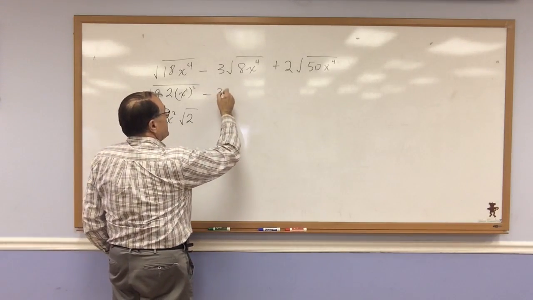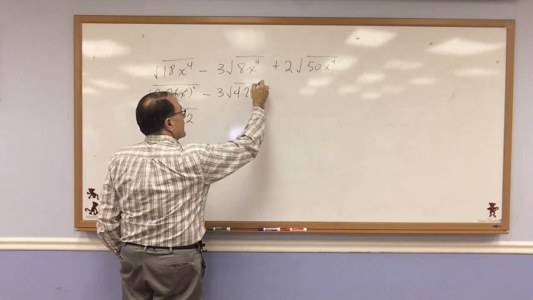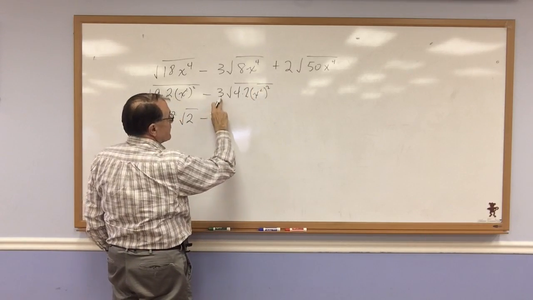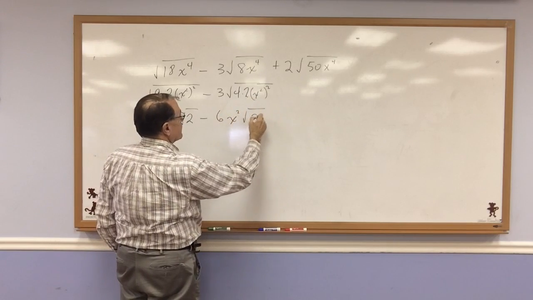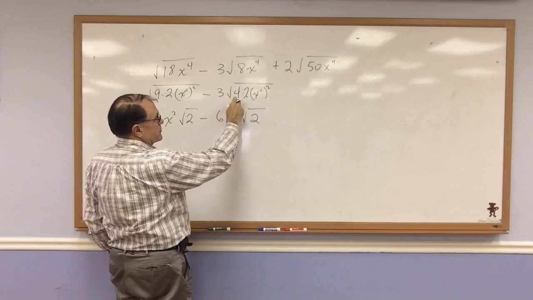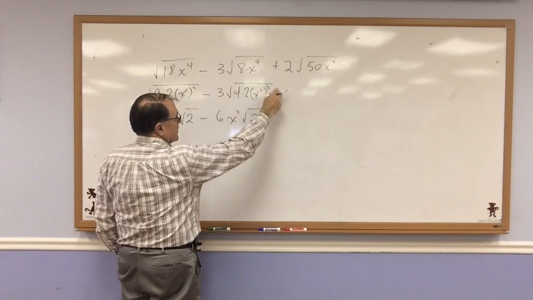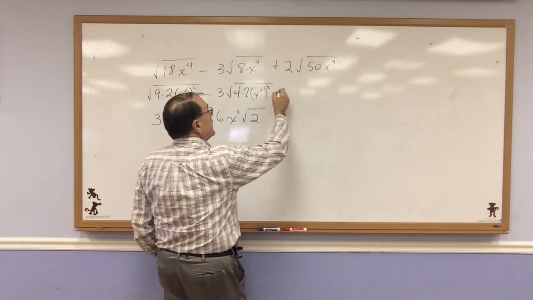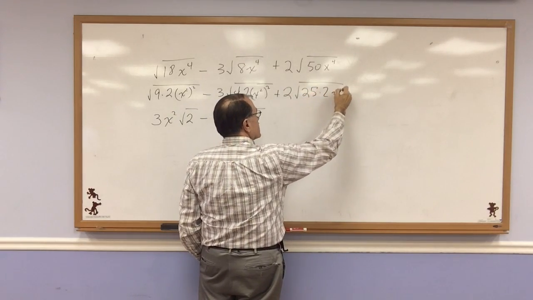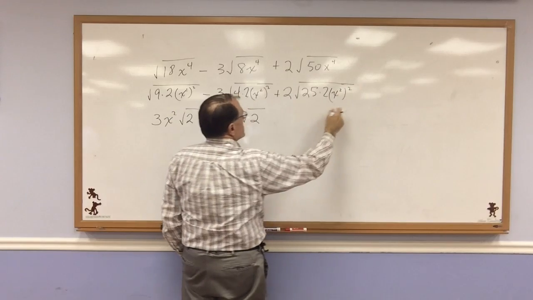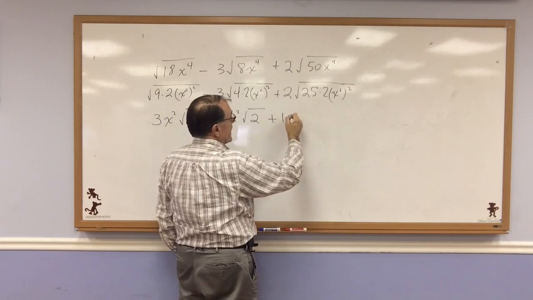Now over here, 8, you know, is 4 times 2. And again, I've got my x squared squared. So this is going to be negative 3 times 2, 6, x squared, the square root of 2. Root 4 is 2, 2 times 3 is 6. 2 stays under the radical. The square root of x squared squared is x squared. And over here, well, 50, you know, is 25 times 2, and again, x squared squared. So I have positive. Now, root 25 is 5. 5 times 2 is 10.